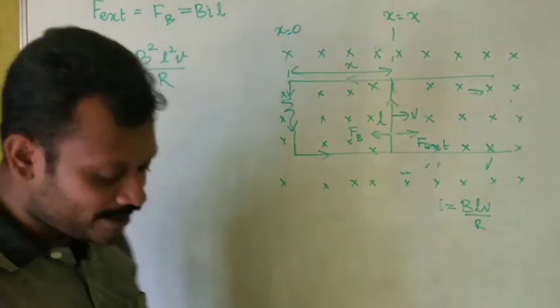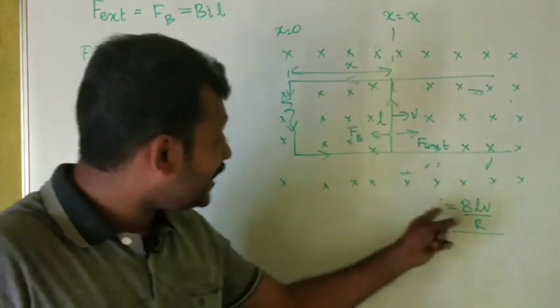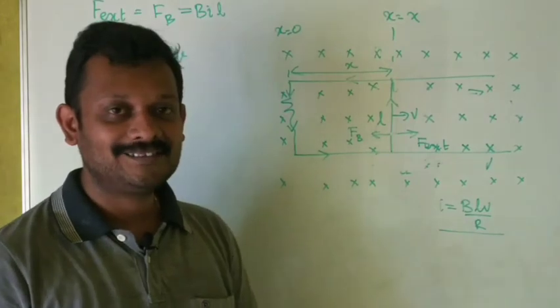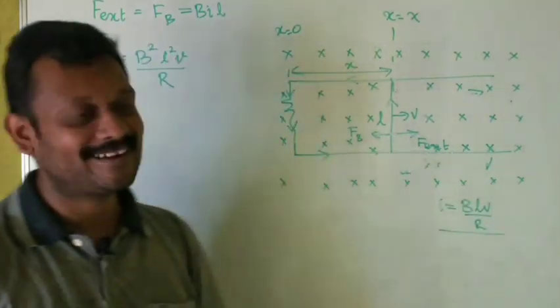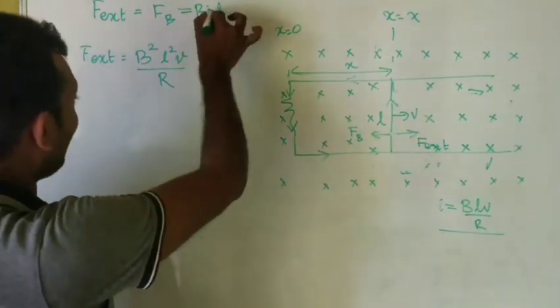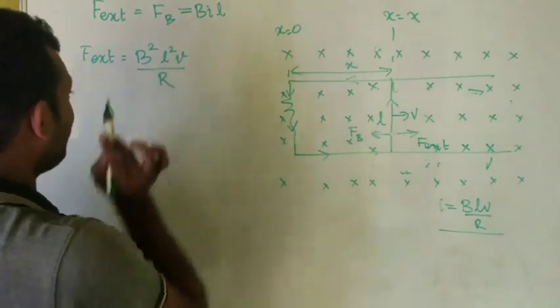How did I get this equation? You can see current I is equal to BLV by R. So when I substitute I, BL is already here. BL into BL is B square L square V divided by R.